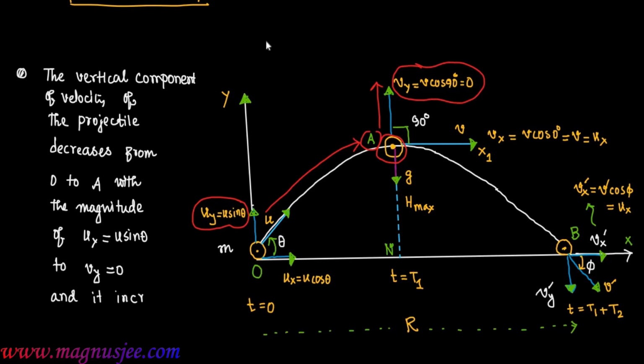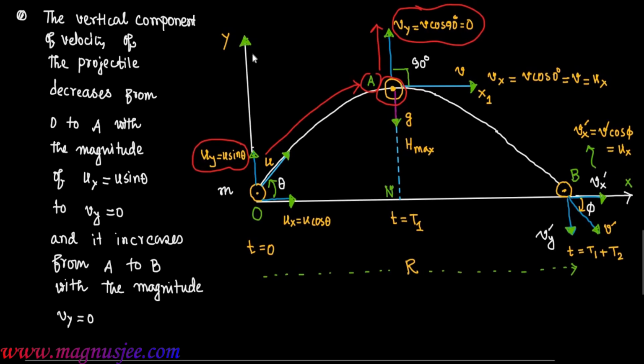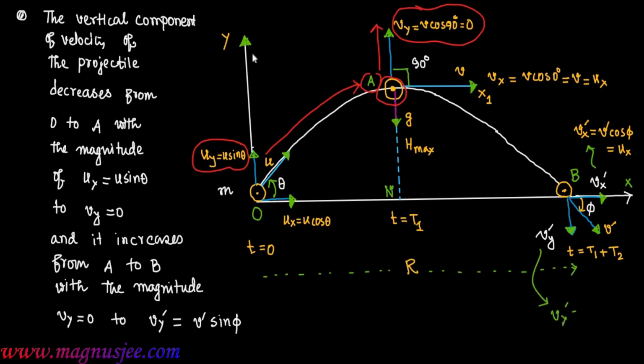And it increases from the point A to B, with the magnitude from Vy equal to 0 to Vy prime equal to V prime sine phi. At the point B, the vertical component Vy prime is equal to V prime sine phi, where V prime makes an angle phi with the horizontal.